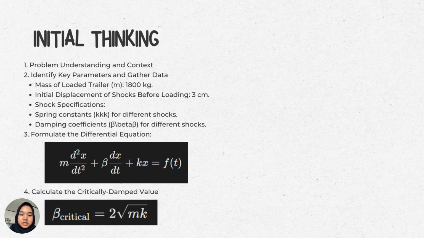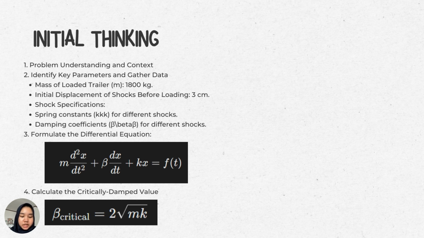The context is the STT trailer is loaded with a satellite, making it crucial to avoid oscillatory motions and ensure structural integrity during transport over various terrains. Next, we have to identify the key parameters and gather data. The first is the mass of the loaded trailer, 1,800 kilograms. Then the initial displacement of shocks before loading, 3 centimeters, shock specifications, spring constants for different shocks, and damping coefficient for the different shocks.